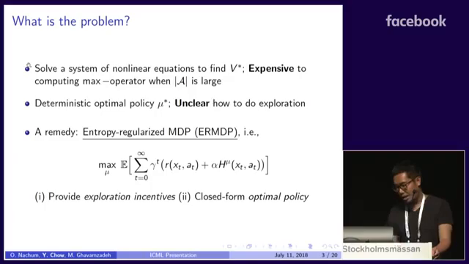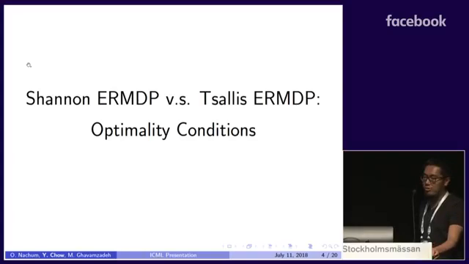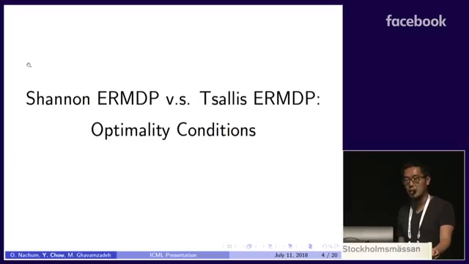In this talk, we are going to focus on two types of ER MDPs. One is the so-called Shannon ER MDP, where H mu is induced by the Shannon entropy, a very classic and standard way of putting entropy regularization to induce exploration. The second is the so-called Tsallis ER MDP, an increasingly popular way of doing entropy regularization using the Tsallis entropy. Tsallis entropy is a member of the f-divergence functions. There are more technical details, but we will leave them for the poster session.